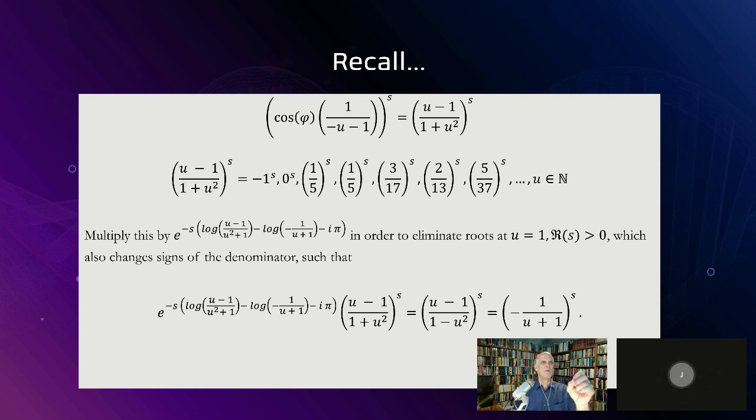Okay, the sequence here: 1 to the 5th to the s, 1/5 to the s. Why do you have the same term twice in a row? Because that's what arises. For 2 and 3, they have the same value. Wait a minute, isn't u going u equals 1, u equals 2, u equals 3? So when u equals 1, I should have 2 in the denominator. When u equals 2, I should have 5. When u equals 3, I should have 10. And then 17. I'm missing something. I don't understand how you're generating that sequence, but go ahead.